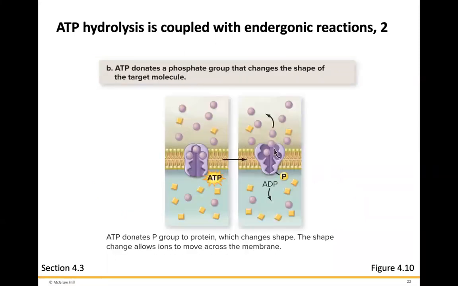ATP can also donate a phosphate group that changes the shape of the target molecule. By donating the phosphate, you can physically change the shape of, say, a transporter protein. The shape change will then allow, in this example, ions to move across the membrane.